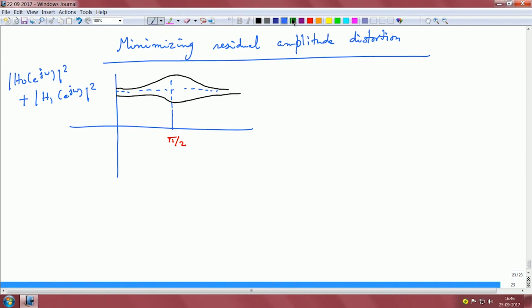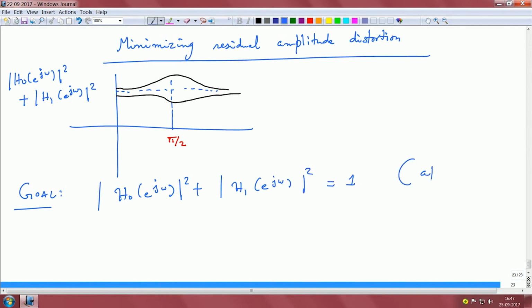And our goal would be to have the magnitude of H0(e^{jω}) squared plus the magnitude of H1(e^{jω}) squared to be 1 approximately. Equal to 1 is ideal, close to 1 is approximate.